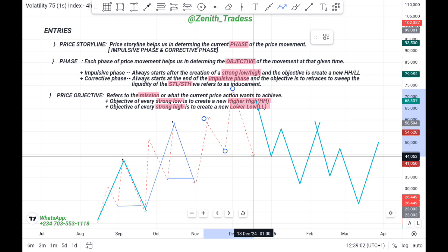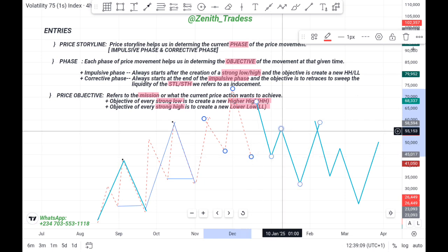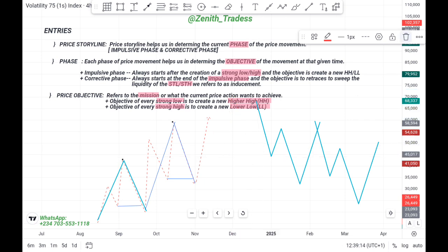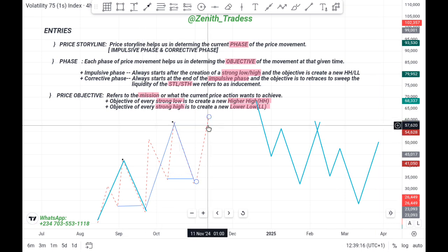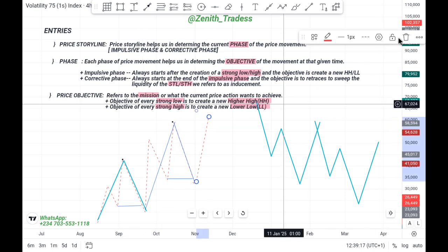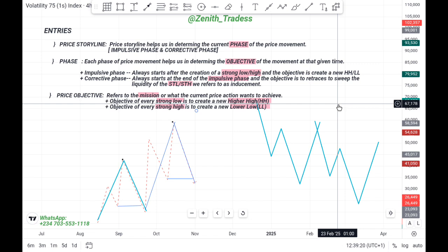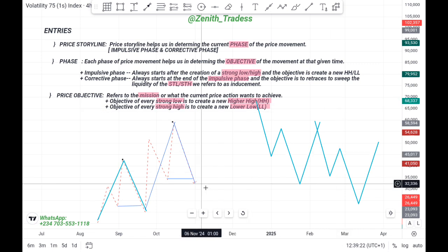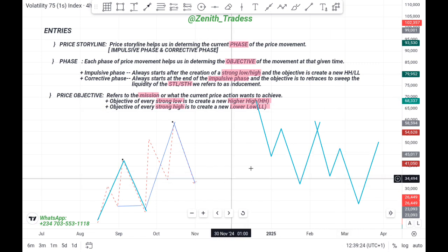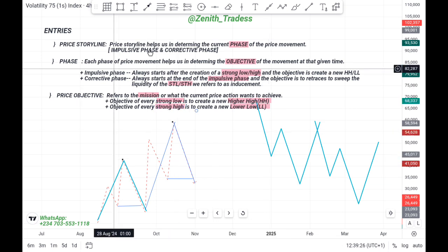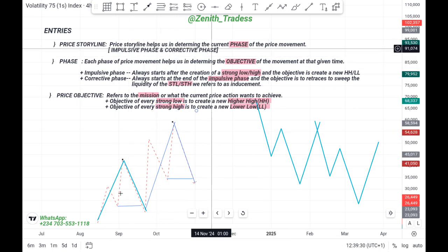When we check the previous price actions, we will be able to determine the current phase price is in. So when we know the current phase, it will help us to make proper decisions. It will help us to frame our entries. I hope we understand what price storyline is now. So from the previous price action, when we just check the immediate price action before the current price action, we should be able to determine the price storyline. And in price movement, we have impulsive phase and corrective phase, and that's what I've just explained.